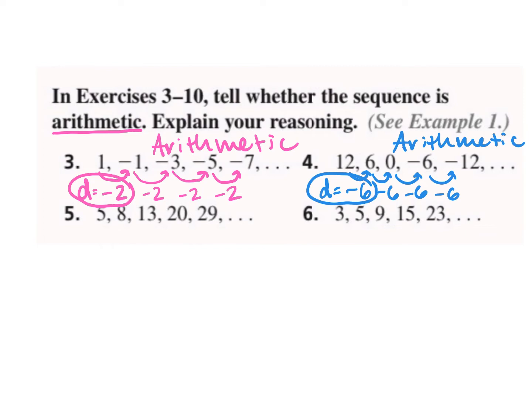All right, for number 5, what do I add to get from 5 to 8? I add 3. If I add 3 again, do I get 13? No. So since I'm not adding the same number each time, this would not be arithmetic. We could just say no. You could say not arithmetic. Since we don't have a common difference here, it's not arithmetic.